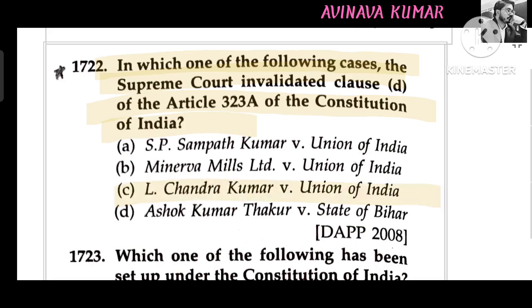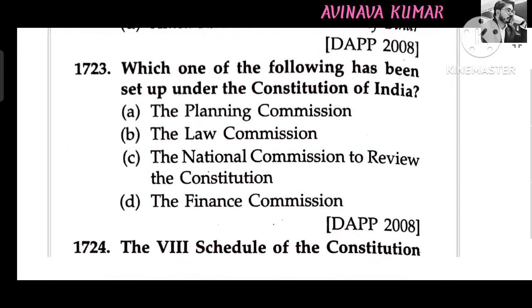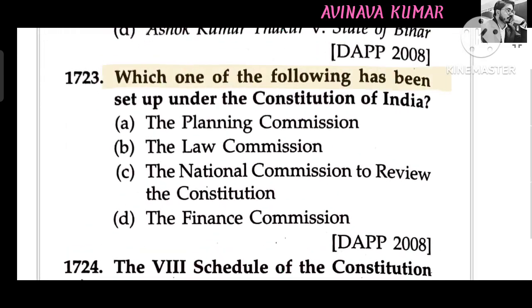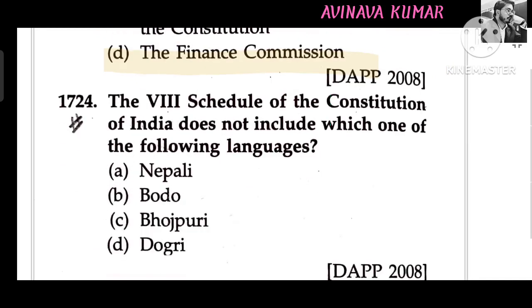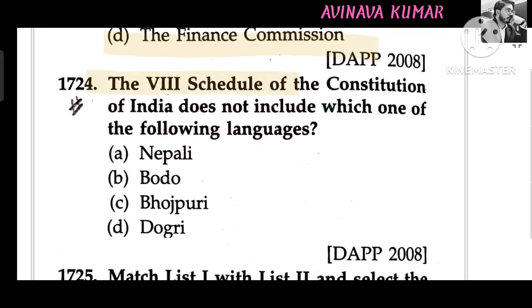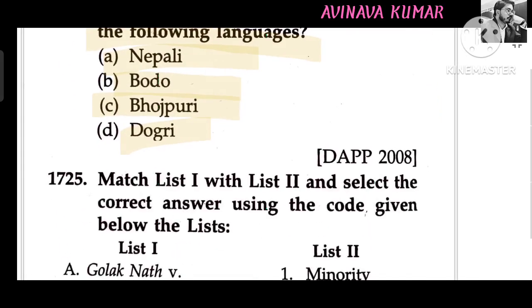L. Chandra versus Union of India. Which one of the following has been set up under the Constitution of India? The Finance Commission. The 8th Schedule of the Constitution of India does not include which one of the following languages? Bhojpuri. Languages included are Nepali, Bodo, Dogri.